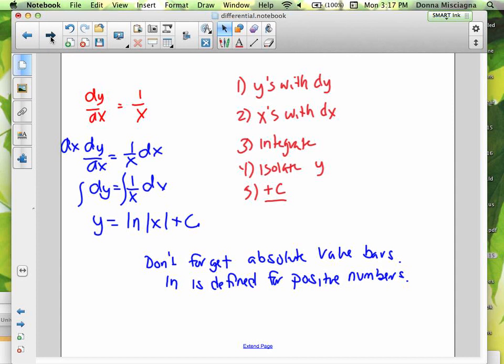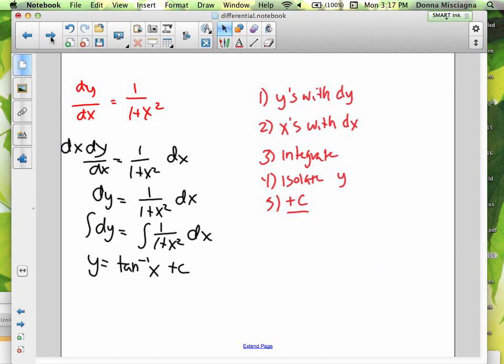If we don't have the absolute value bars, will they mark us wrong? Yes, if it's a multiple choice and you choose the one without the bars and the bars were needed, yes. Or if it's an FRQ, there'll probably be a point for that.